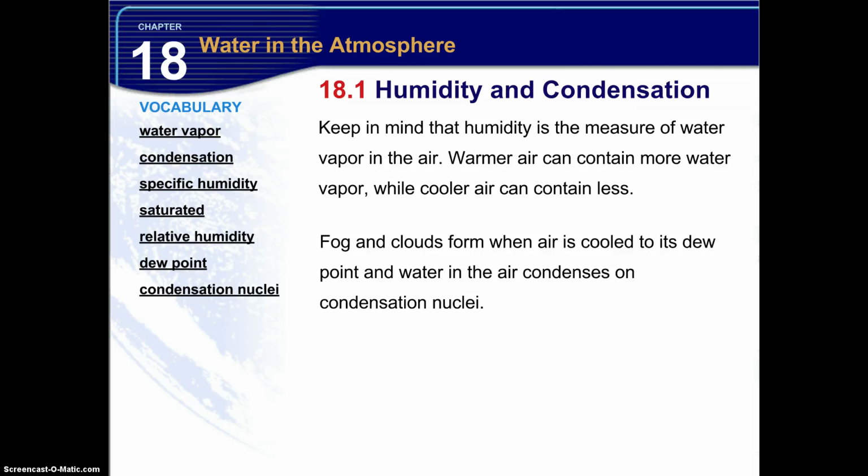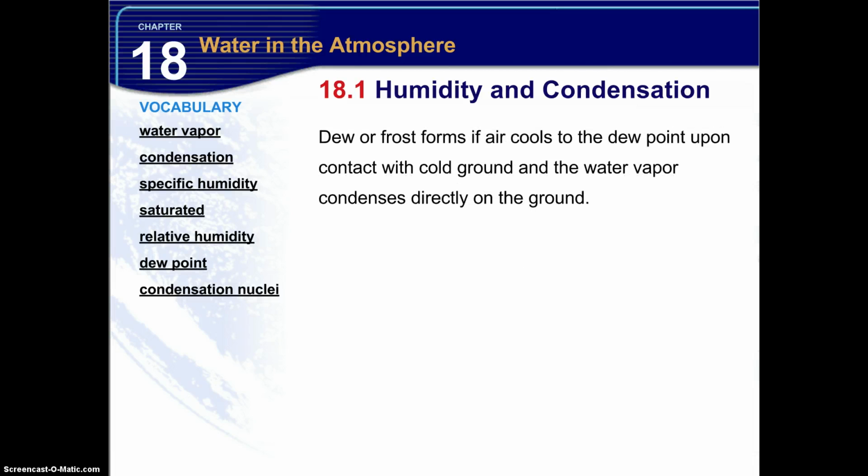Now fog and clouds form when air is cooled to its dew point and water in the air condenses on condensation nuclei. Dew or frost forms if air cools to the dew point upon contact with cold ground and the water vapor condenses directly on the ground. If the temperature is above 0 degrees Celsius, it will form dew. If it's below that 0 degrees Celsius mark, it will form frost.